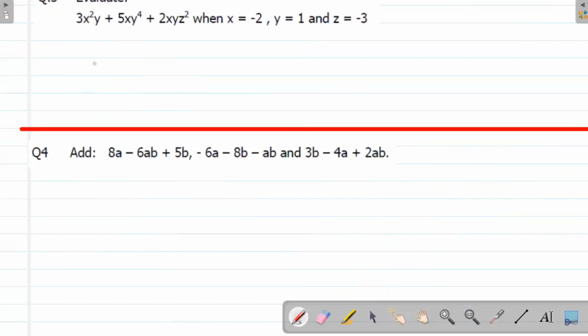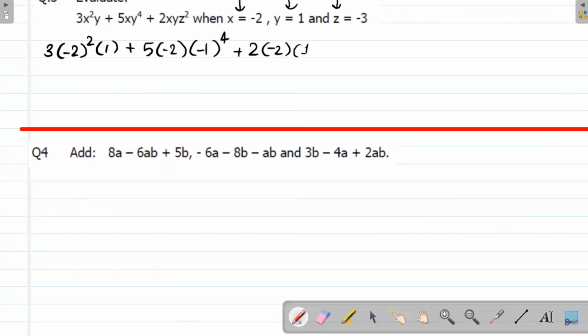Before solving any question, read the question properly, that which number you have to add and which you have to subtract. Now again we are having the same algebraic expression in which we need to put the values of variable. Values are given that we need to put. So put 3 in bracket. What is the x? That is minus 2 whole square. The value of y is 1 plus 5. Put the bracket when you are substituting the value, because sometimes the value may be negative. So not to get confused, we can put plus 2 in bracket minus 2, y is only 1, and z square, that is minus 3 square. Now you can solve it.